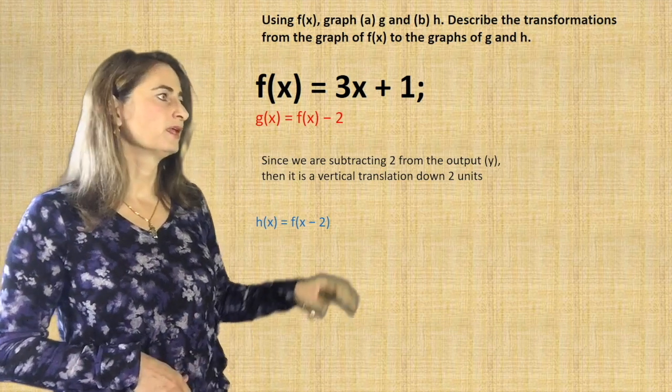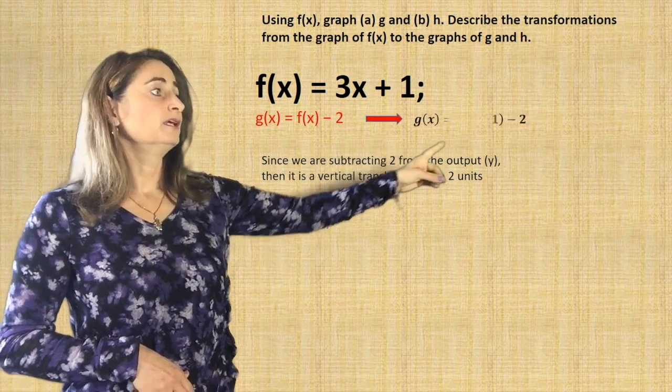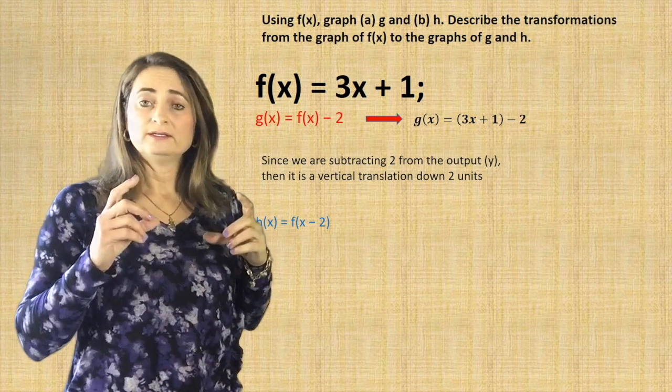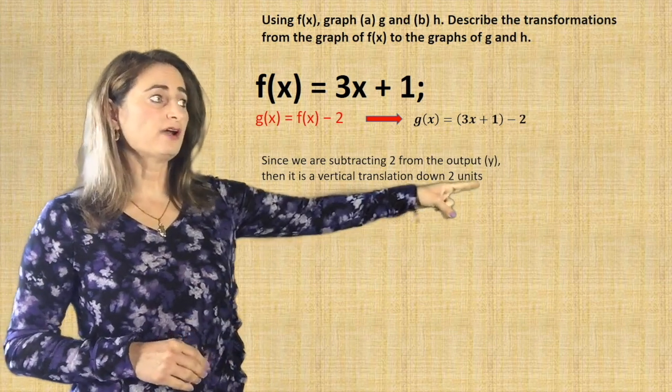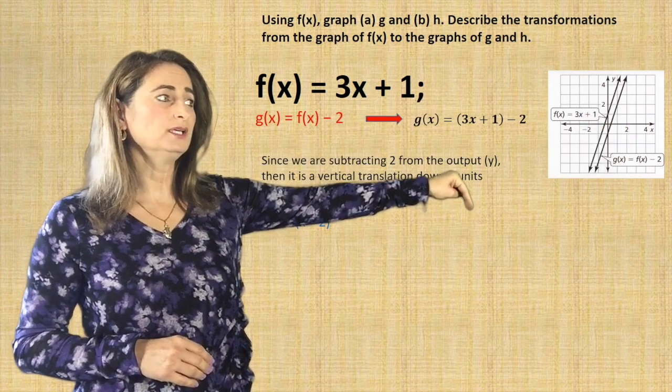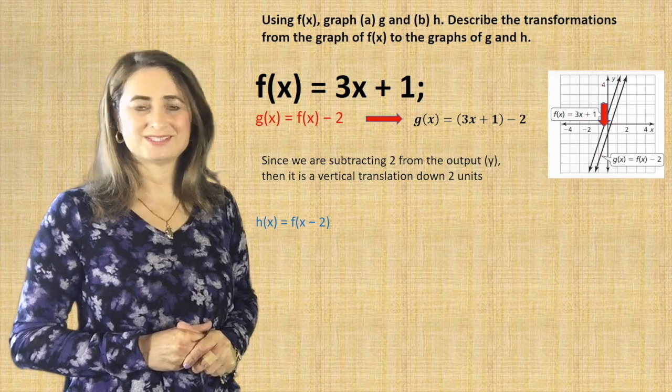because you're subtracting. If you wanted to write the equation of the new g of x, it would be 3x plus 1, which is the whole f of x, minus 2. Here's the graph. Watch how the g of x slides down 2 units.